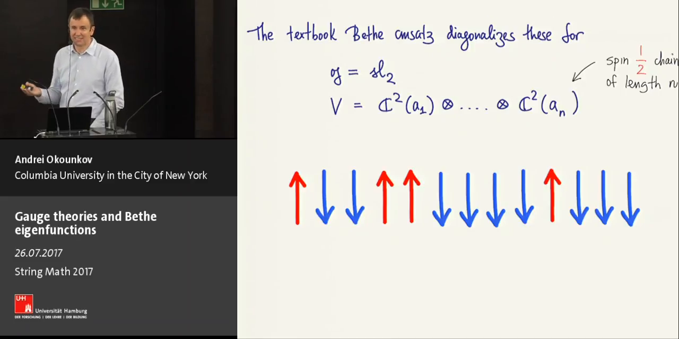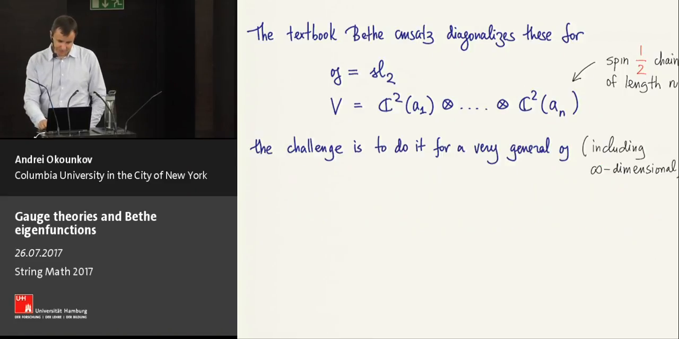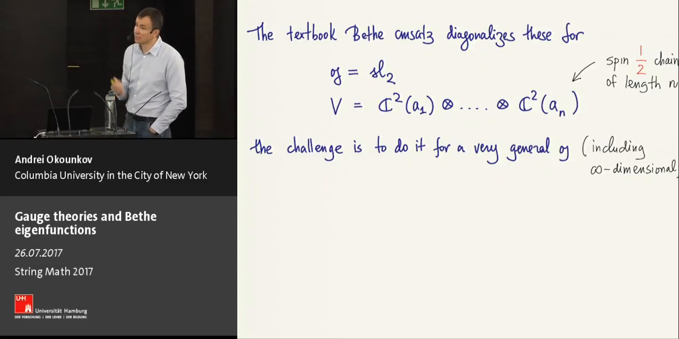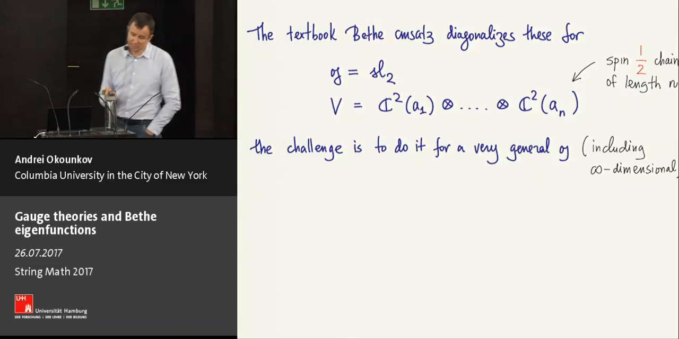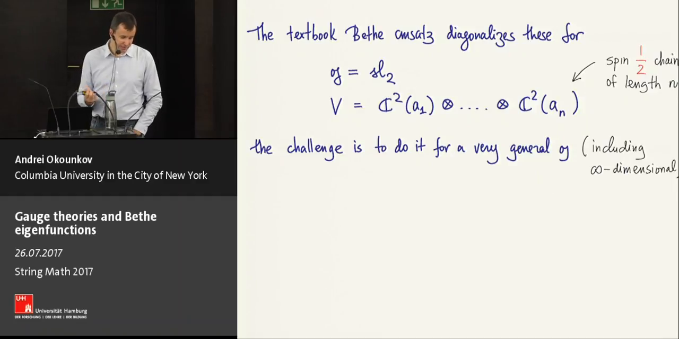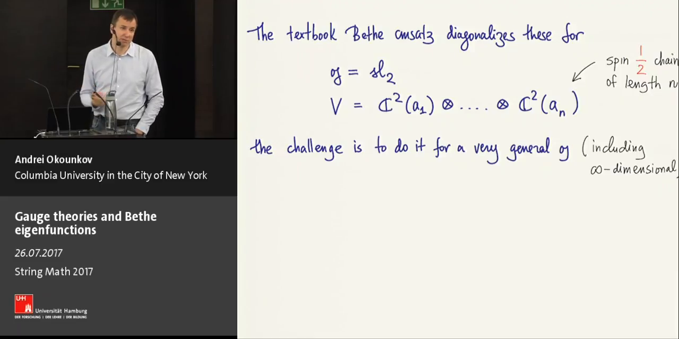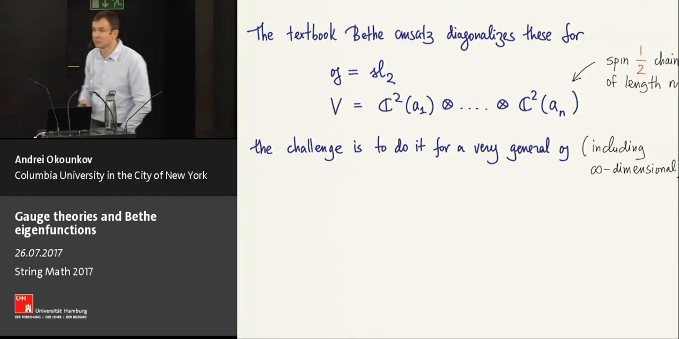Don't be embarrassed if you haven't read any textbooks on this very beautiful subject. Like I said, the challenge is to do it for very general Lie algebras, and that will include infinite dimensional Lie algebras. For spin chains the interest is to have a chain long, but for an infinite dimensional algebra already, on the one side you can have a very interesting space, like some kind of hydrodynamic equation just sitting on one side, and if you have several of them, that means you have some multi-layer liquids interacting in some complicated way.